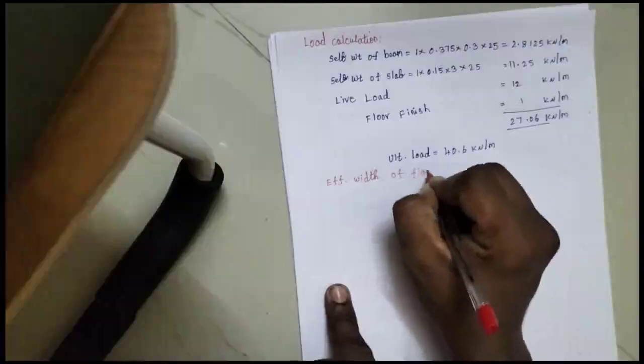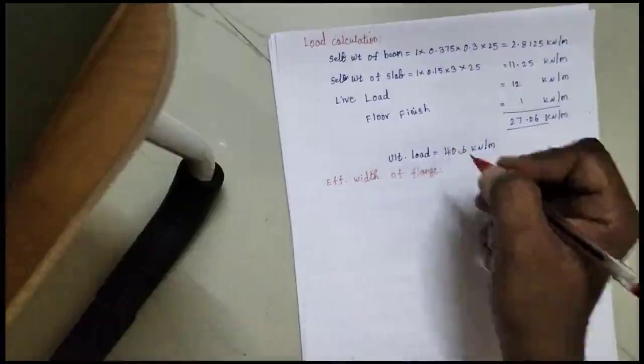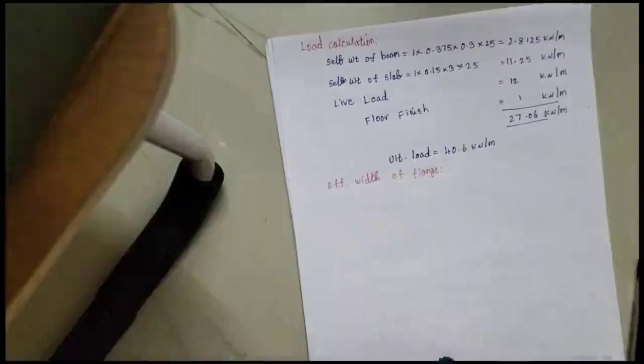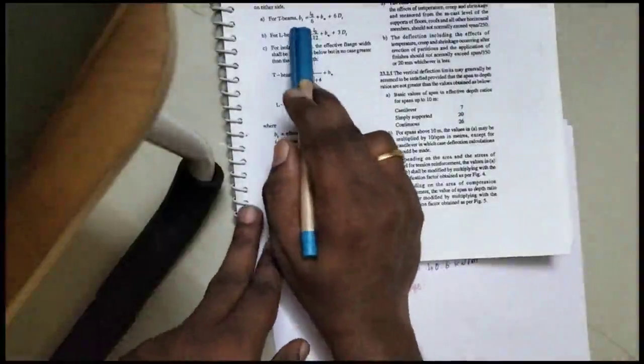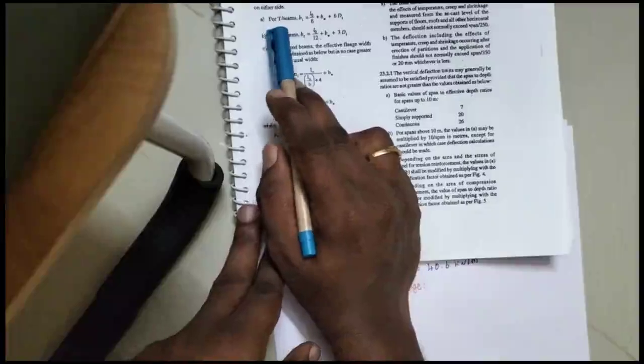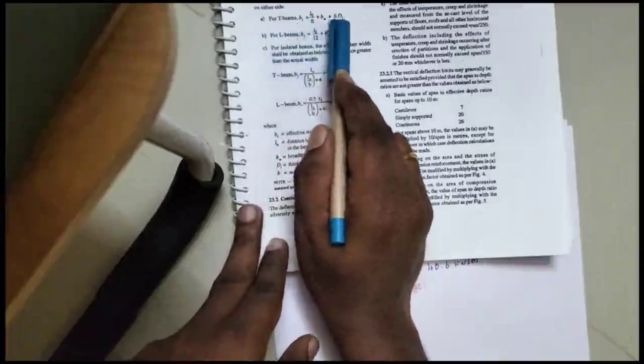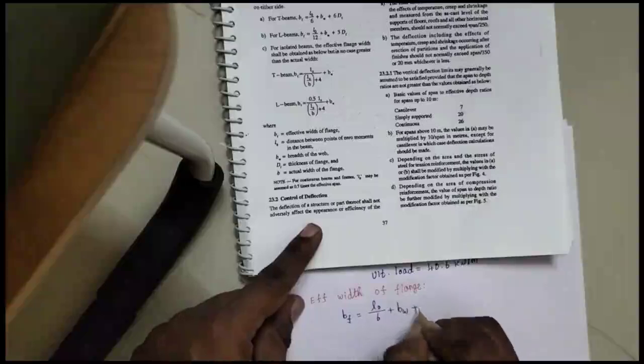So in this problem, the additional step which we are going to do is the effective width of flange calculation. As I have already told you, from the code book we are going to calculate this effective width of the flange. If you look at page number 37 in IS 456, we have a formula to calculate the effective width of flange for T-beams, which is BF equal to L0 by 6 plus BW plus 6DF. So I am going to calculate the effective width BF equal to L0 divided by 6 plus BW plus 6DF.